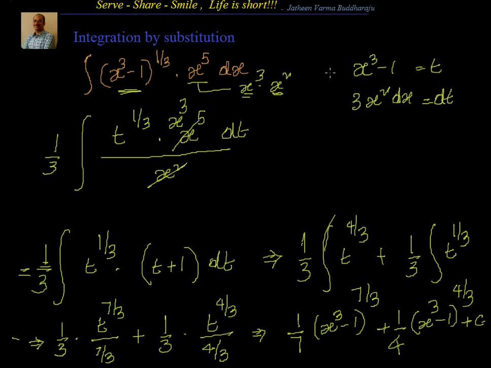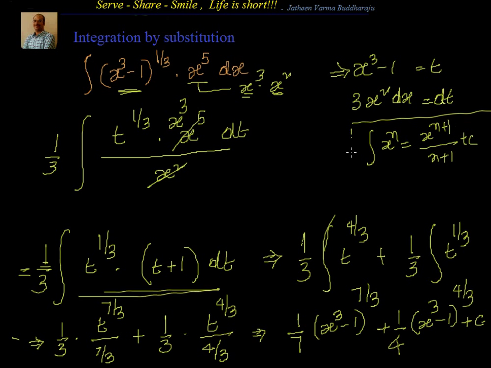So what we did now: we took x cube minus 1 equal to t. We found 3x square dx is dt. We substituted that and got t power 1 by 3 into (t plus 1), which is very easy to integrate, because we know the integral of x power n is x power (n plus 1) by (n plus 1) plus c. So we can leverage that formula and easily find the solution.